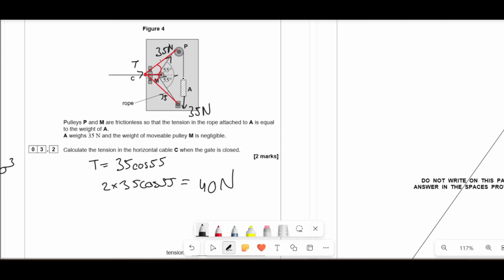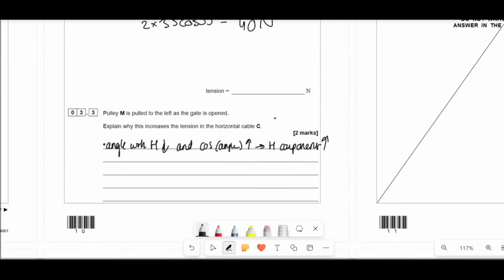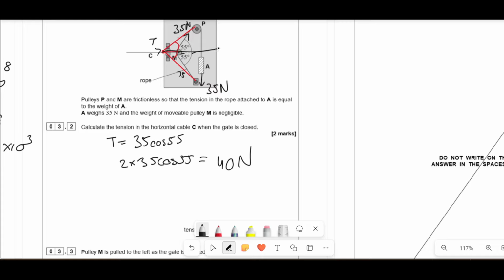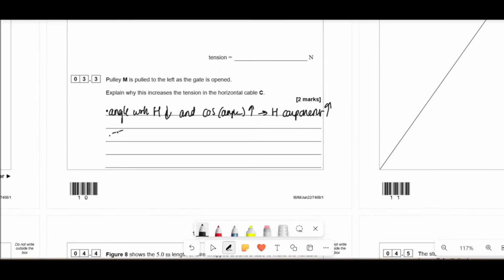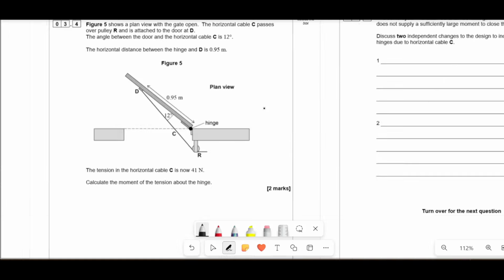The angle's changing, so it's getting less of a vertical component and more of a horizontal component. Otherwise, it wouldn't be the same force. If the horizontal component and the vertical component both increase, then the magnitude of this resultant force, the tension, would also change. So therefore, the tension is the same, so the horizontal component increases.